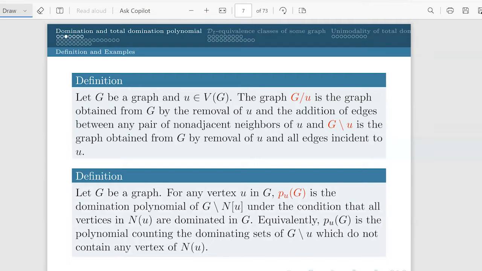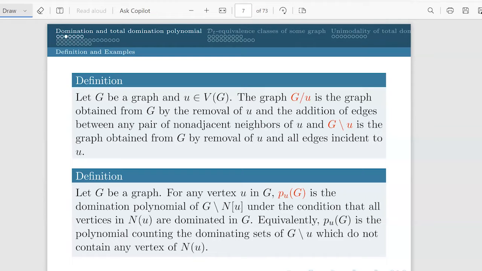And also we need another definition for this notation. P sub u of G, for any vertex u, is the domination polynomial of G minus the closed neighborhood of u, such that vertices in the open neighborhood are dominating in G. Maybe it is easier to say that P sub u is the polynomial of sets that can't dominate, instead of G minus u, which do not contain the vertices of the open neighborhood.